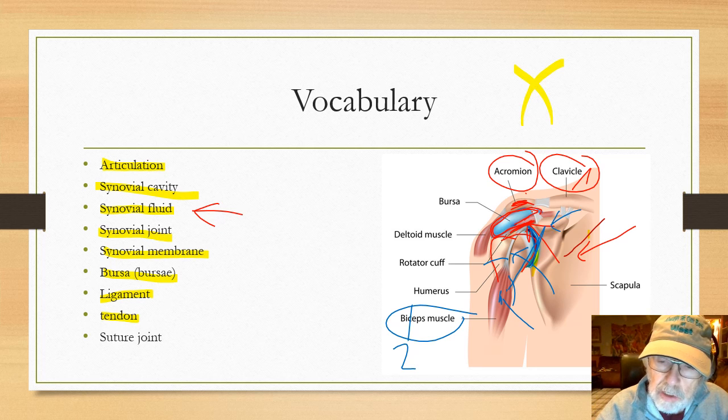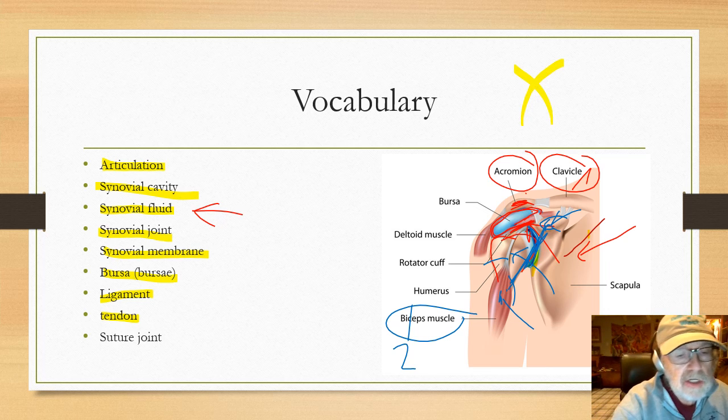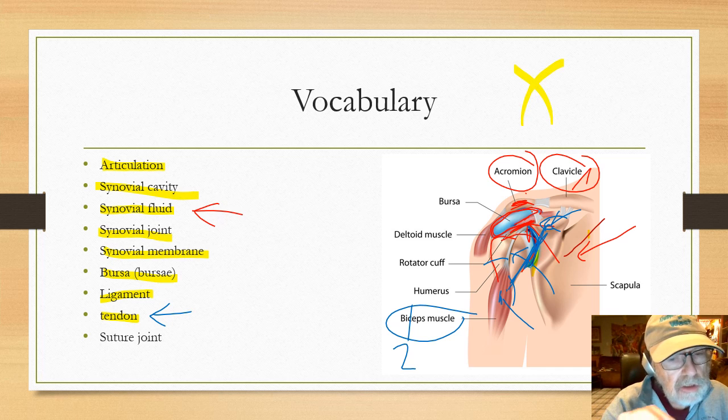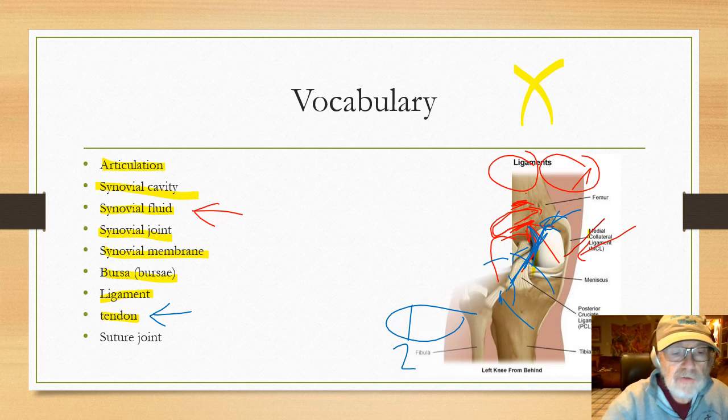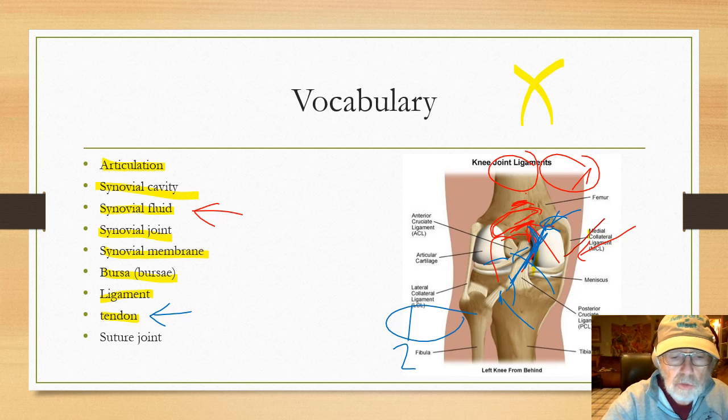Now this area right here is called the coracoid. It's a little finger-like projection that comes out from the front, the anterior portion of the scapula, and this short head of the biceps attaches right there. And how is it attached? It attaches by tendon, because tendon attaches muscle to bone. Ligament attaches bone to bone. Tendon attaches muscle to bone. I think that's really critical to understand, because those words are used commonly in medical terms.